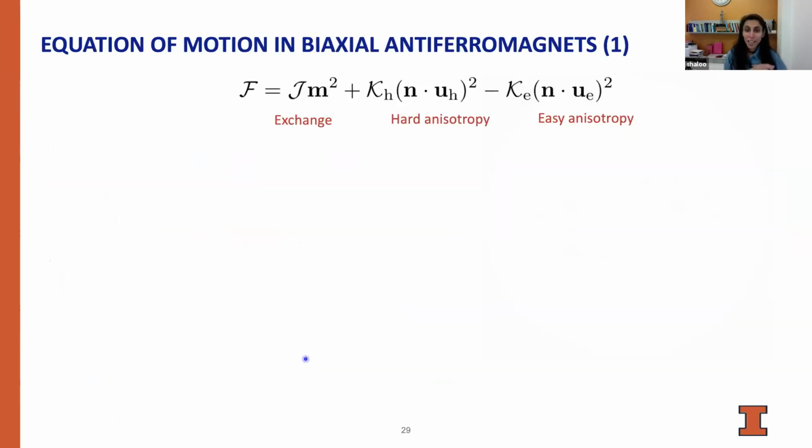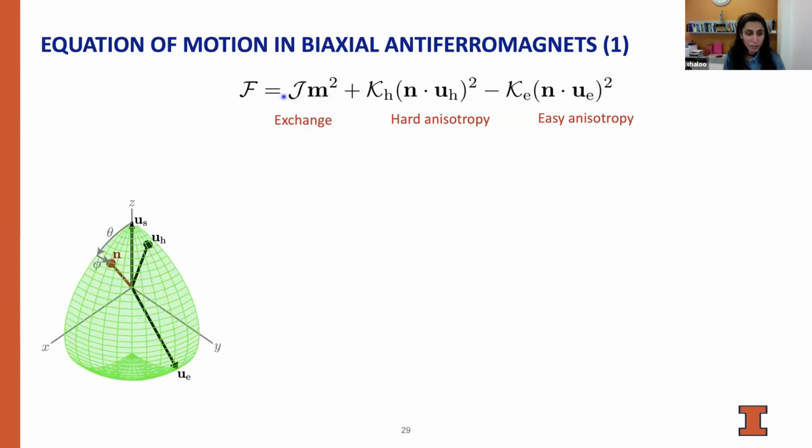So again, I promise I'll be very, very brief with our sketch of the theory, but I think it's difficult if I don't present this and then just show you the results. So we're working with these biaxial antiferromagnets. There's an easy anisotropy, there's a hard anisotropy, and there is an exchange.